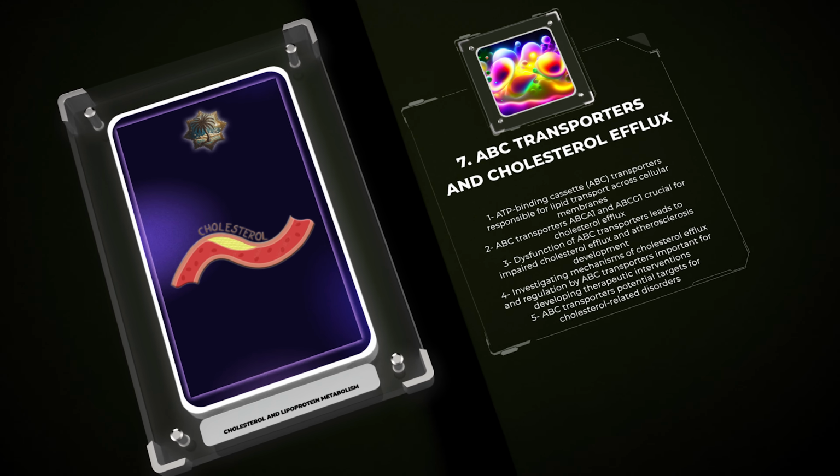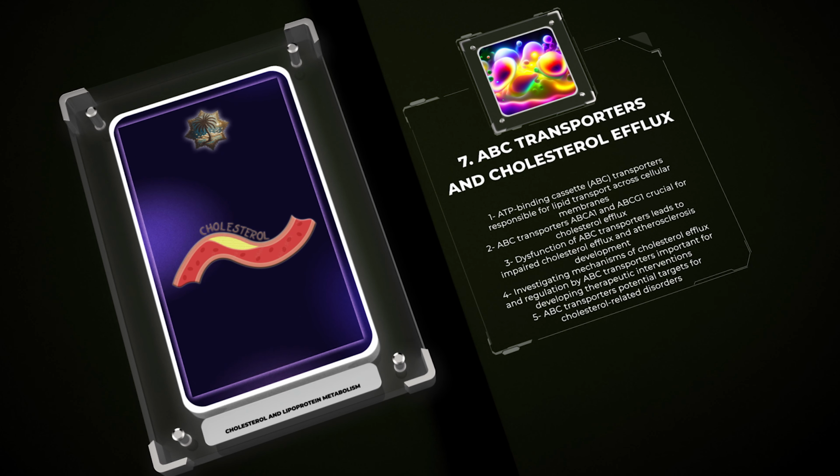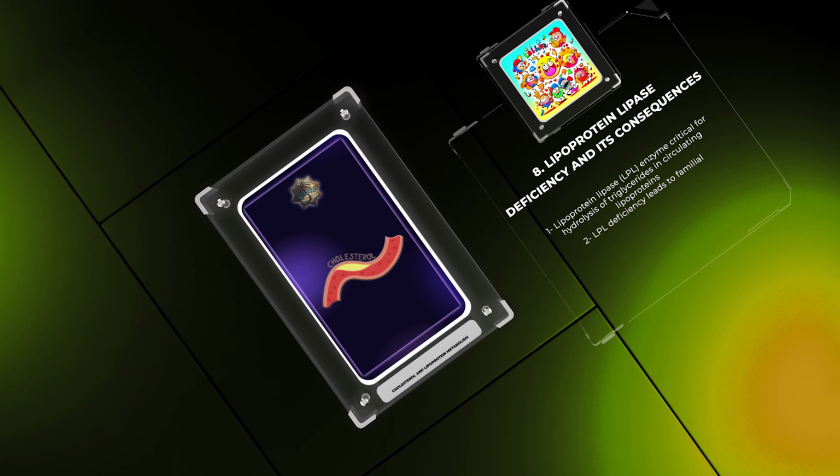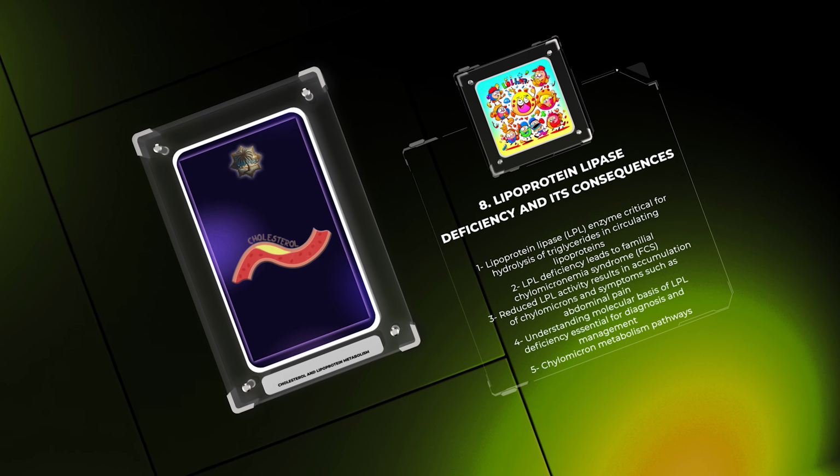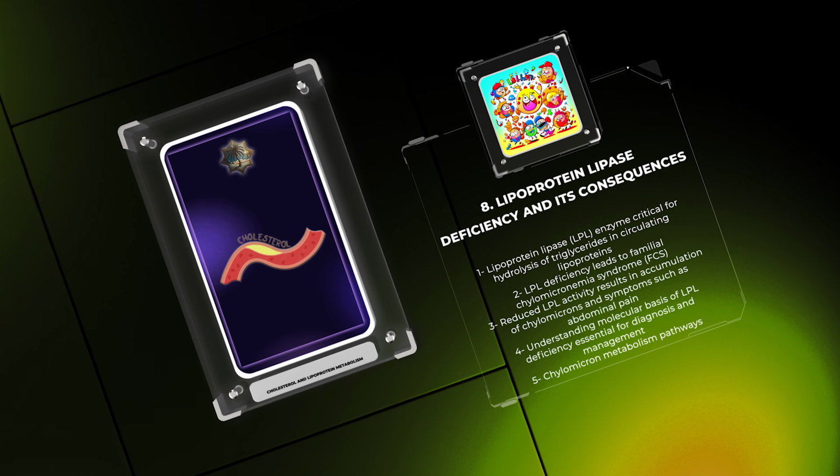Dysfunction of ABC transporters can lead to impaired cholesterol efflux, resulting in the accumulation of cholesterol within cells, foam cell formation, and the development of atherosclerosis. Investigating the mechanisms governing cholesterol efflux and its regulation by ABC transporters holds promise for the development of novel therapeutic interventions for cholesterol-related disorders.